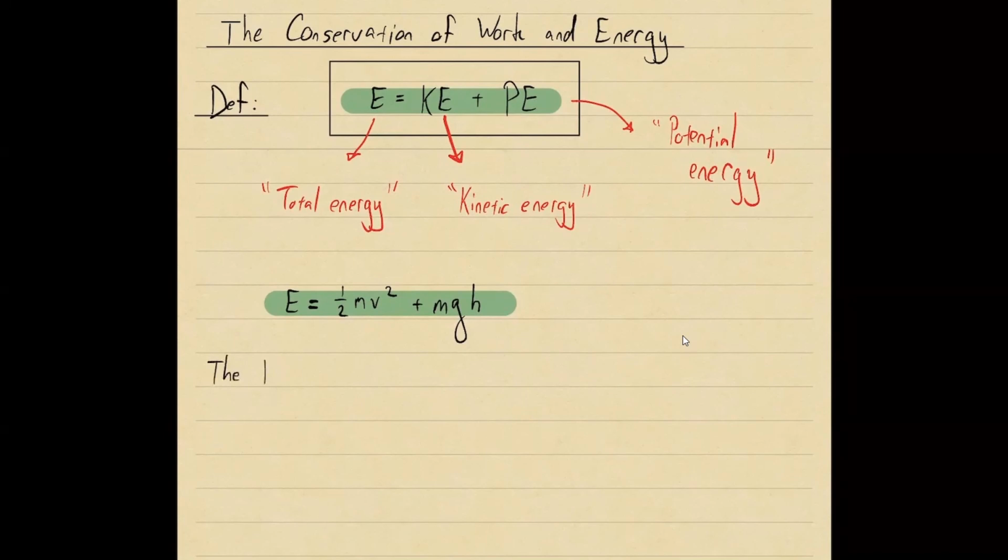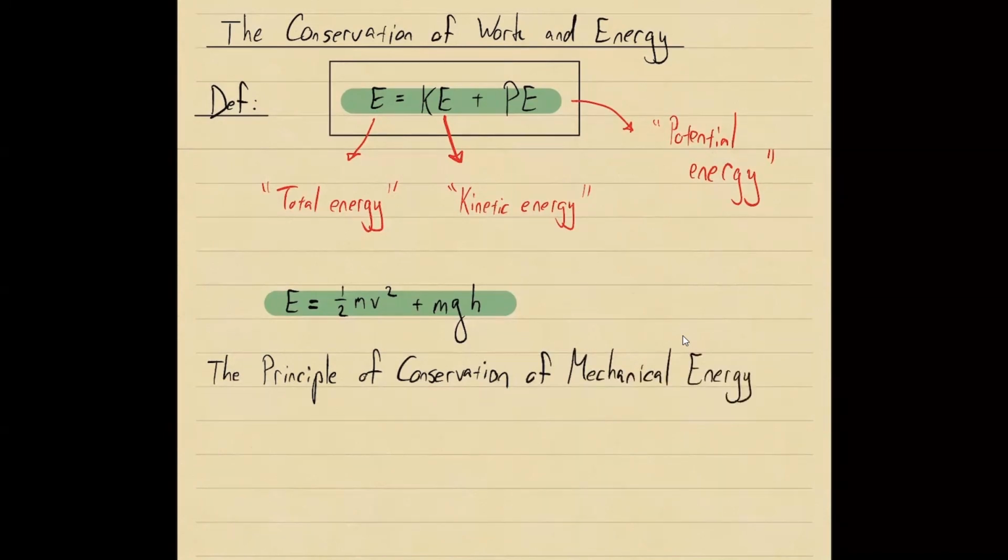So we call this the principle of conservation of mechanical energy. In certain situations, where all the forces in our problem are conservative forces, this means that the total energy of our system is conserved. The total energy is going to be a constant.